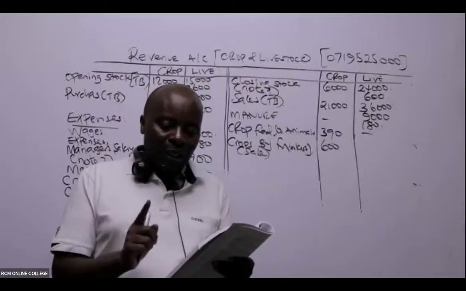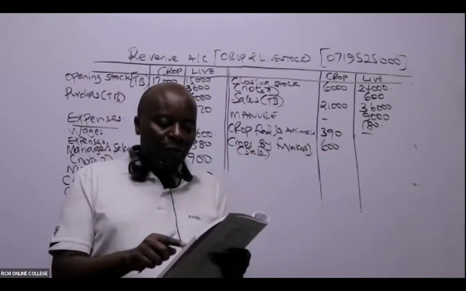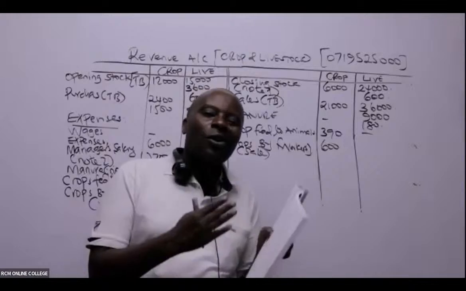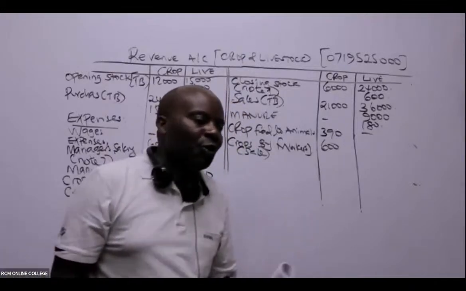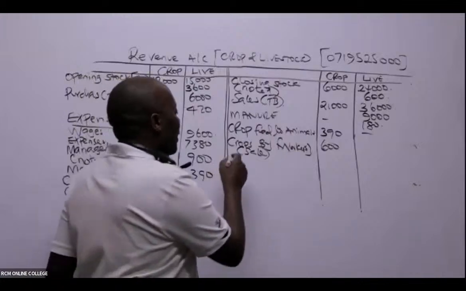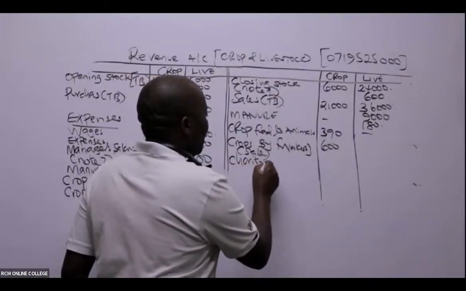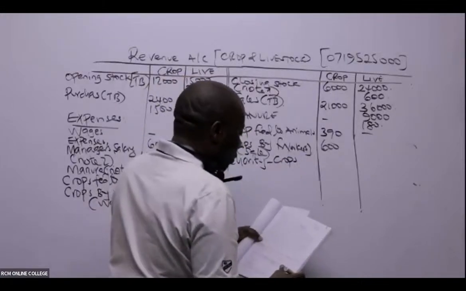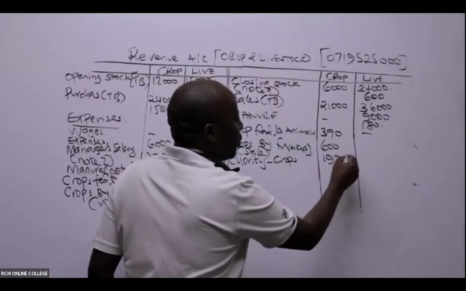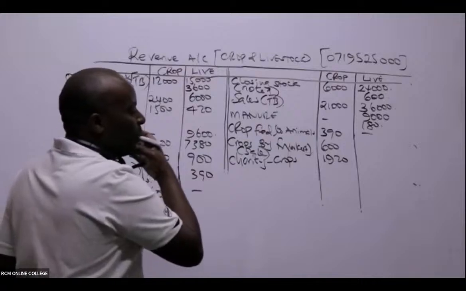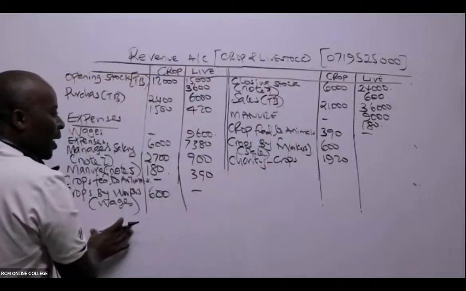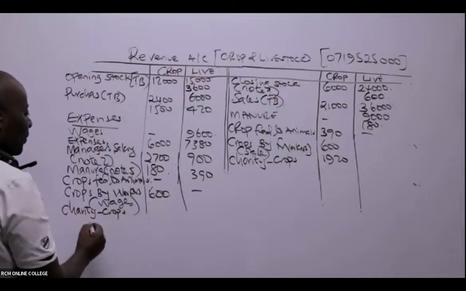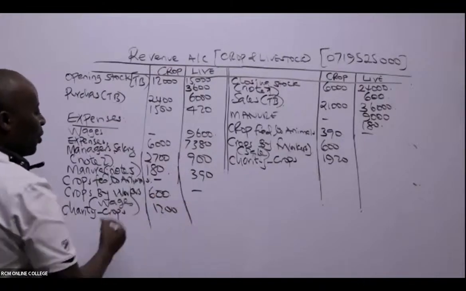But if you continue reading that statement, crops valued at 1,920 were donated to charity during the year. Crops have moved out of our stores. So in this case here, we have charity crops. How much? 1920, for crops alone. Our figures are in thousands, remember. So remember, this is a donation which has to be expensed here. So charity crops, we have in this case here, 1,200.